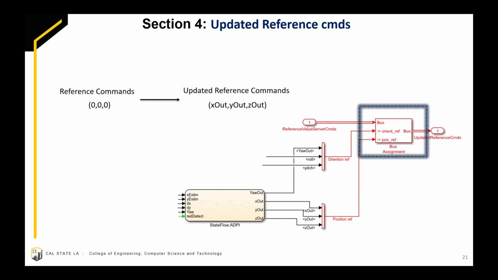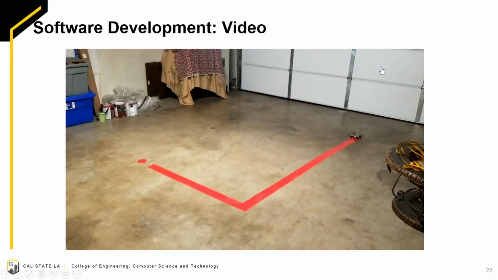The outputs of the stateflow block are combined into one signal, the updated commands, which replaces its original reference, which is then fed into the drone motors. With each new change in the state of the drone, the reference commands will be updated and the drone motors will react to those updates. Here's the video of our Simulink code in action.